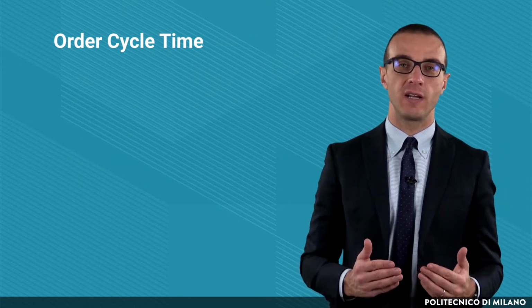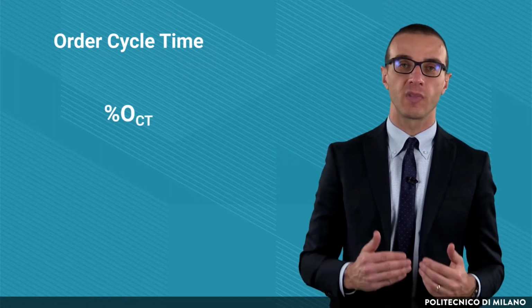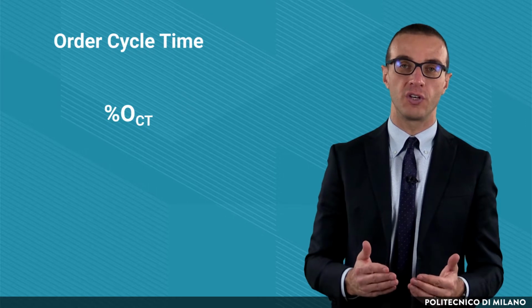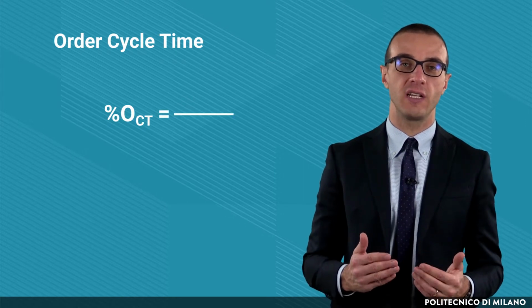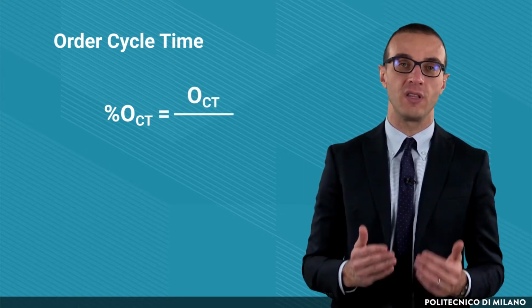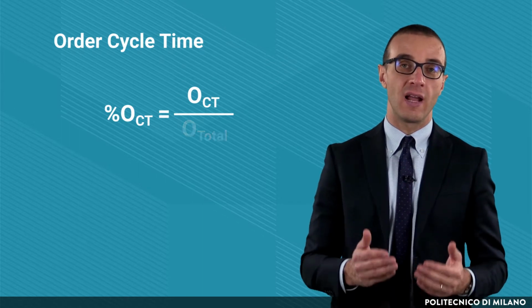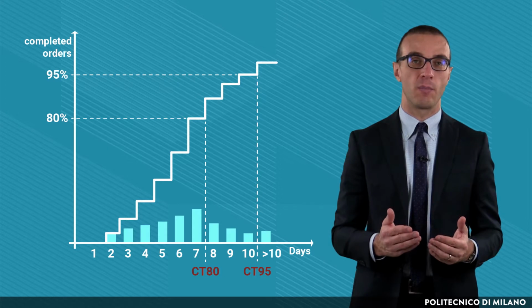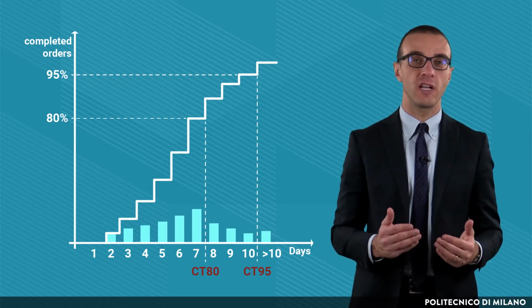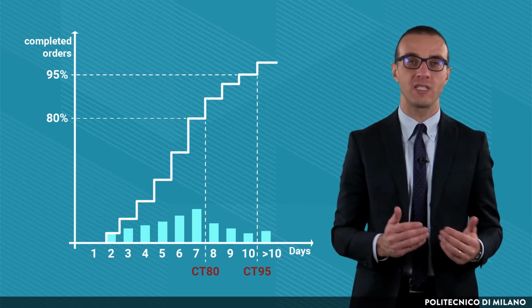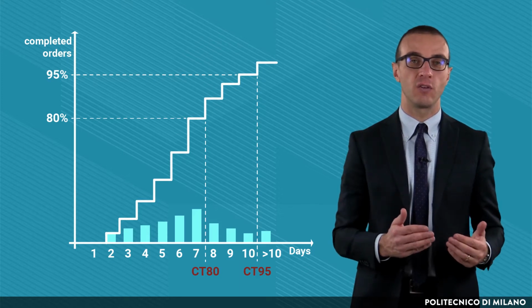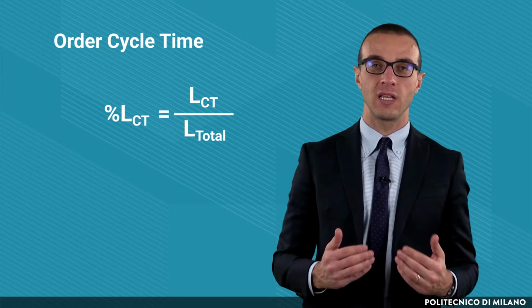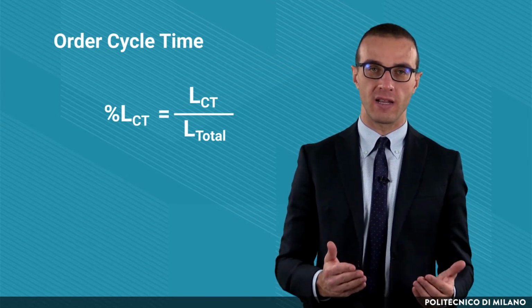We may identify the percentage of orders, or lines, delivered with a certain order cycle time. Referring to the orders, this percentage is calculated as the number of orders delivered within that specific cycle time and the total number of delivered orders. Referring to the example shown in the picture, the 80% of orders are delivered within 7 days. 95% of orders are instead delivered within 10 days. The same approach can be applied to order lines.